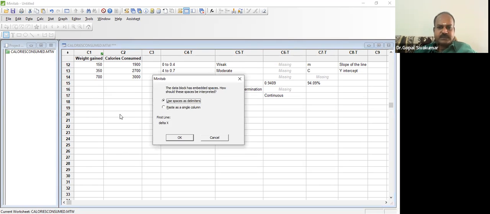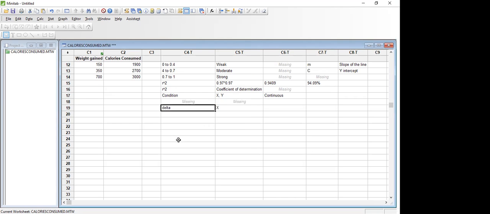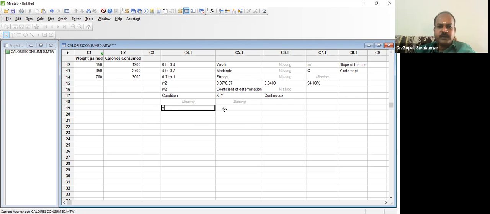So delta X. Okay, let us say X only. The X value is measured and the Y value is measured. Now what I want you to find out is Y by X. That Y by X will give you a value of 0.4631.